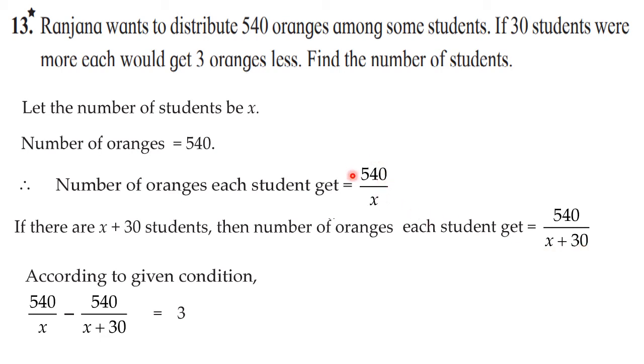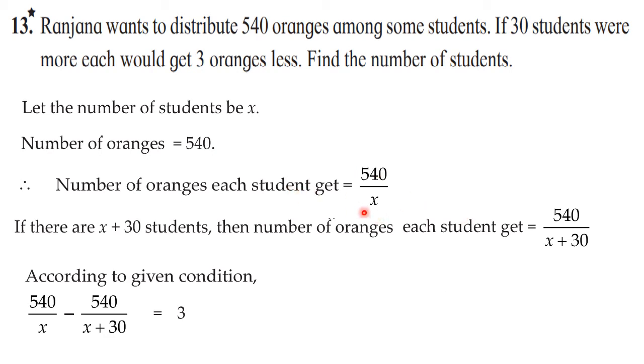See here, in the previous case, when the number of students is x, the oranges with each student is 540 upon x. And here, when the number of students is x plus 30, every student is going to get 540 upon x plus 30 oranges. And the difference between these two is how much? 3. Because in the new case every student is going to get 3 oranges less.